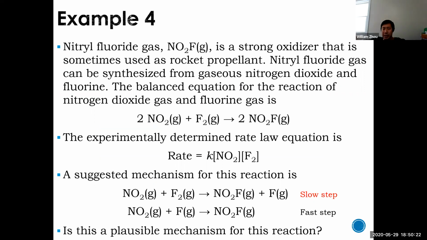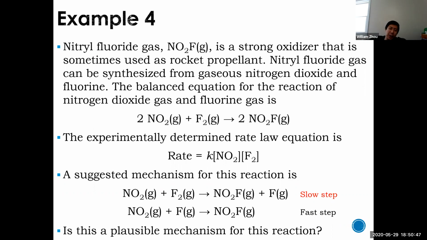So let's look at example 4. Nitrofluoride gas, NO2F, is a strong oxidizer that is sometimes used as rocket propellant. Complete useless sentence. Nitrofluoride gas can be synthesized from gaseous nitrogen dioxide and fluorine. The balanced equation for this reaction is, there you go, that one. 2NO2 plus F2 is 2NO2F.